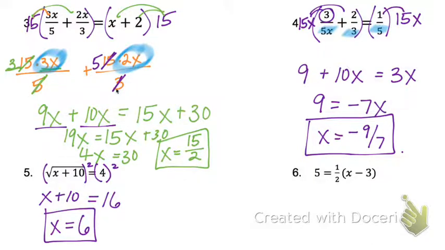Okay, what about number 6? There's a couple things that we could do. Multiply both sides by 2. Tommy, I love that you said that. Can you say that again? Is that wrong? No. Okay, so multiply both sides by 2.